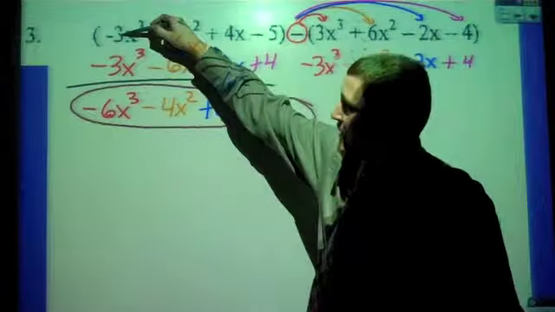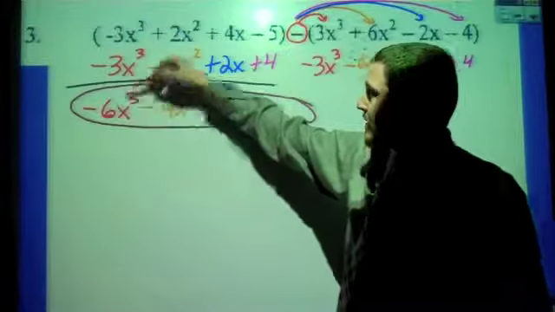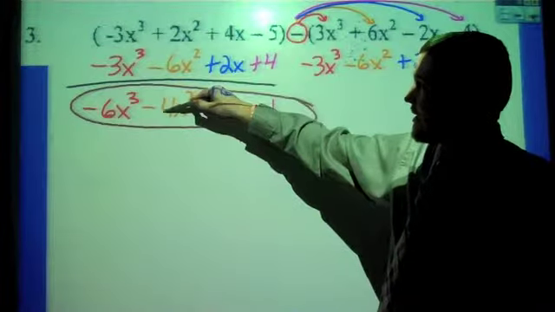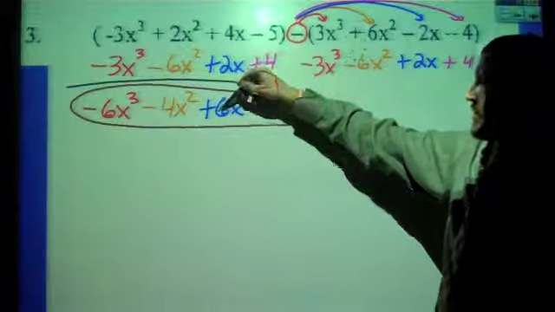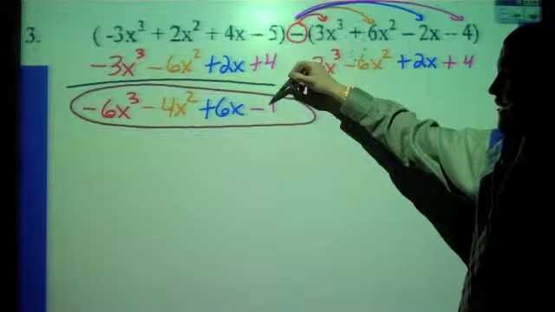Then we add. Negative 3 plus negative 3 is negative 6. 2 plus negative 6 is negative 4. 4 plus 2 is 6. Negative 5 plus 4 is negative 1.